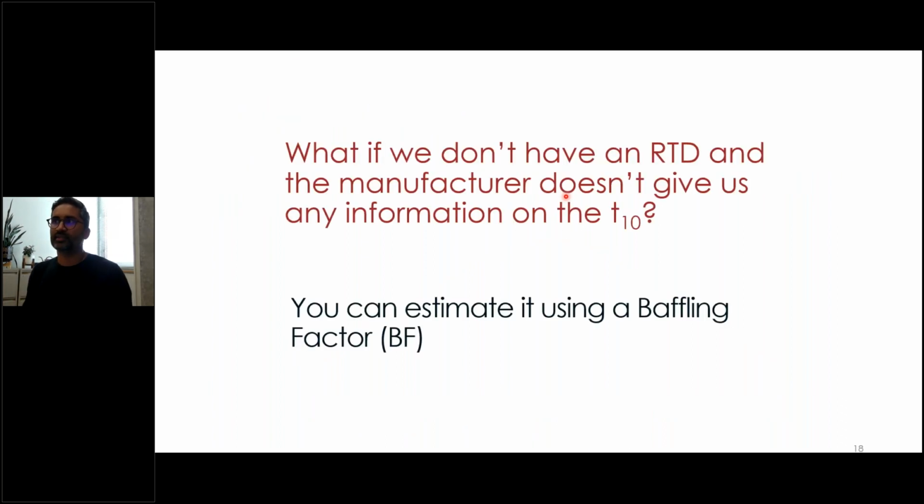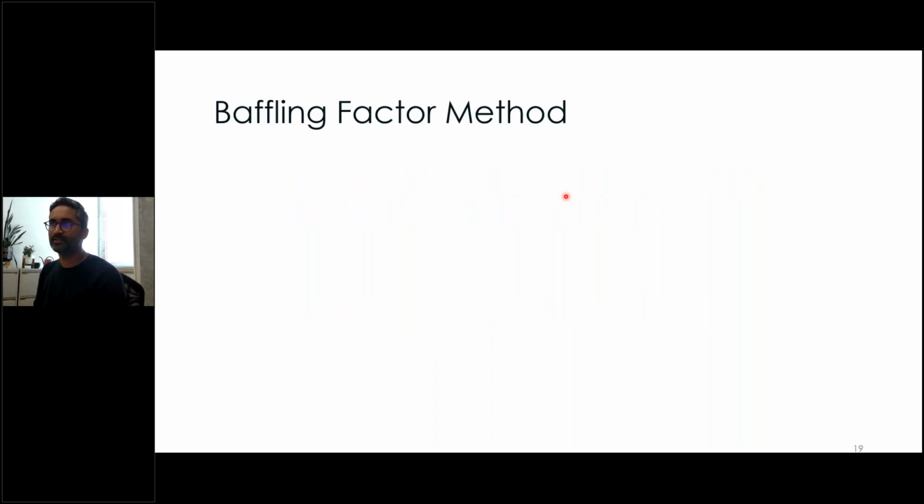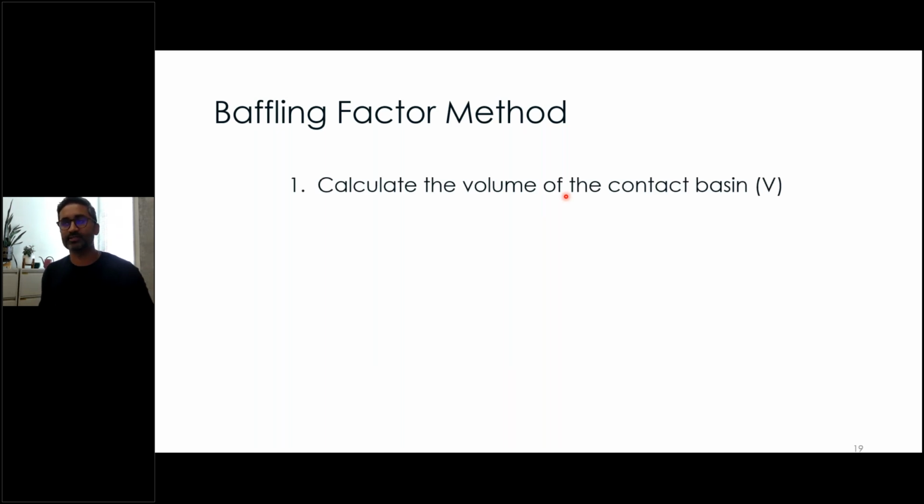Okay. Let's say you don't have an RTD, you don't know what that residence time distribution curve looks like, you don't have a T10 value, then what do you do? Well, you can estimate and calculate T using something called a baffling factor. And the baffling factor method requires you to do a few calculations, but they're relatively straightforward. And so we'll just list some of these steps.